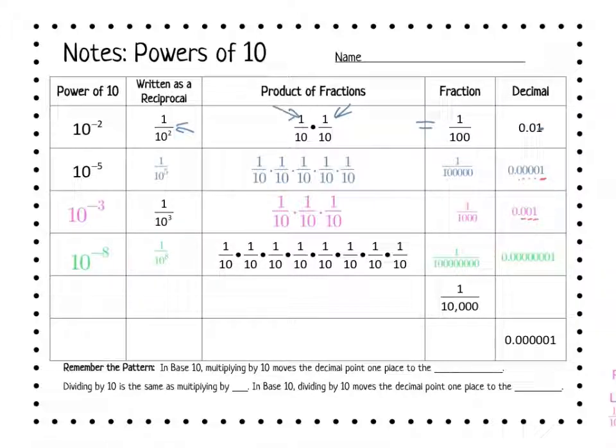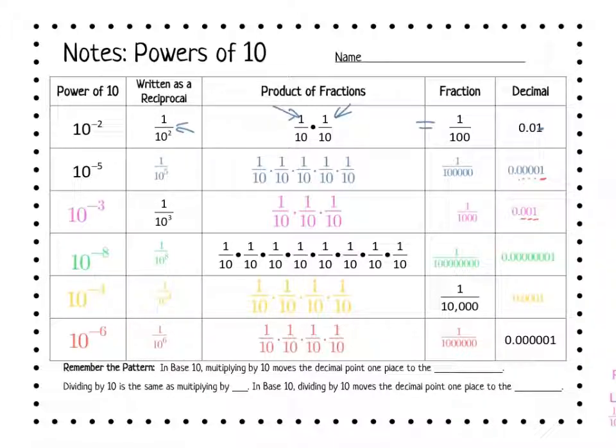I want you to try and fill in the rest of this chart on your own. So you're going to pause the video now, fill in the rest of the chart, and then press play again to see if you are right. How did you do? Were you able to fill in the rest of the chart? Hopefully you noticed that there were 4 zeros in the first fraction, so you were able to know that was 10 to the negative 4th. And hopefully you knew there were 6 zeros in the last fraction, so that was 10 to the negative 6th.